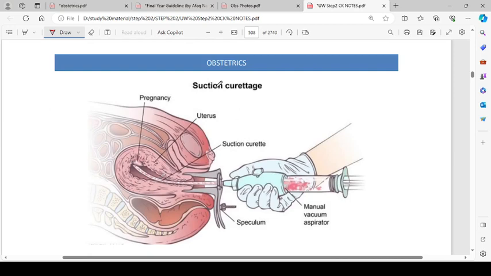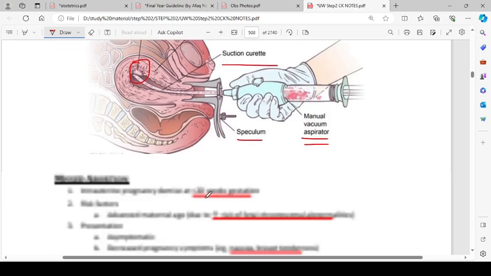Then this is suction and curettage. For example, this is the pregnancy over here, and this is the uterus. The suction curette is inserted with a speculum opening the cervical os, and manual vacuum aspiration is done.